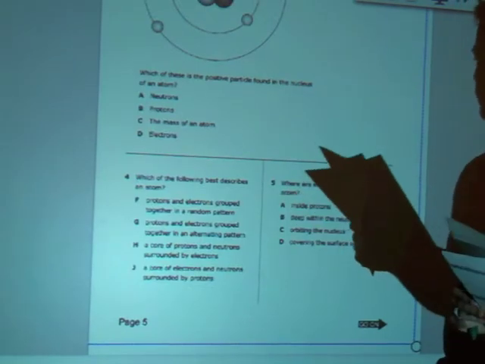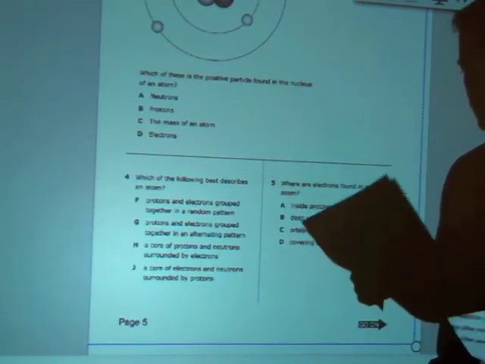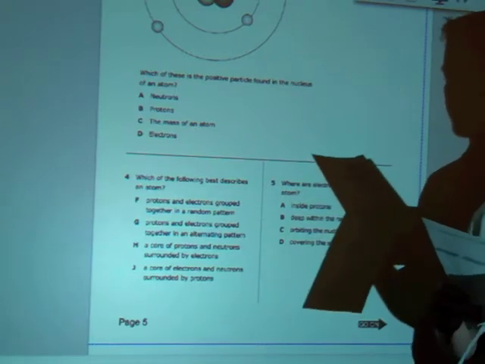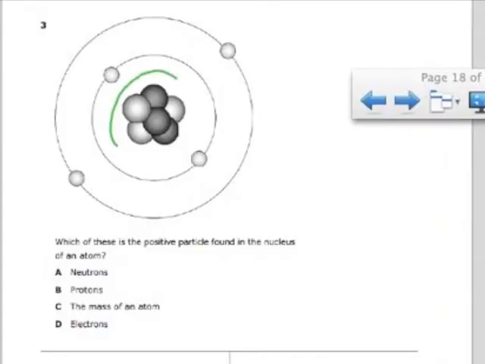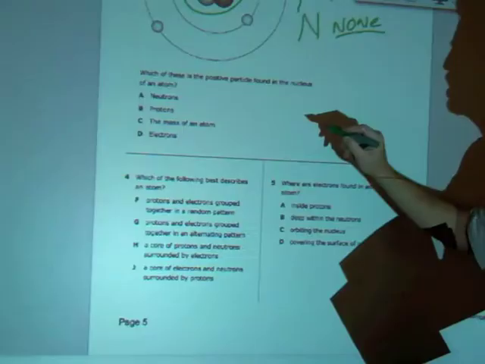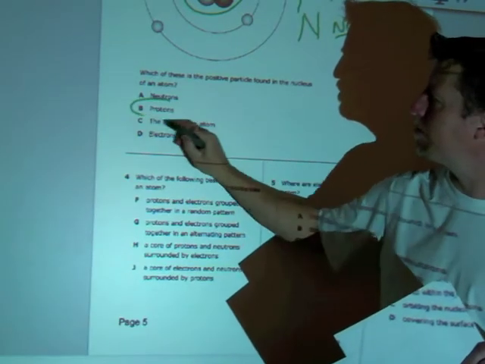Okay, next question, number three. Which of these is the positive particle found in the nucleus of the atom? Well, what items are in the nucleus? Protons and neutrons. Which one of those is positive? Protons are. What's the charge of a neutron? Neutral. No charge. So the proton is my answer.